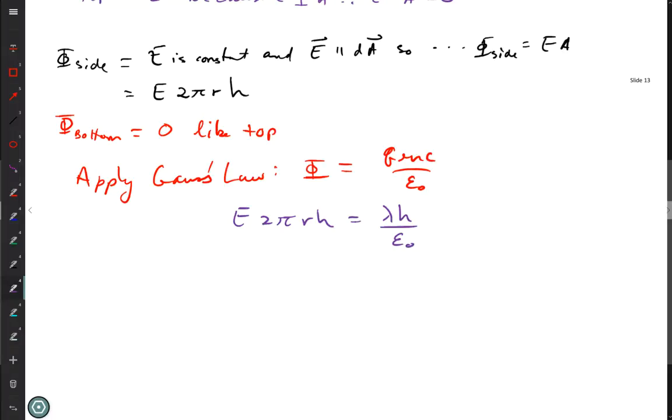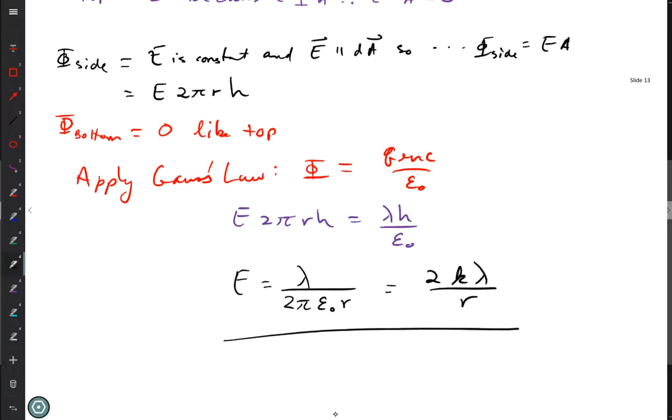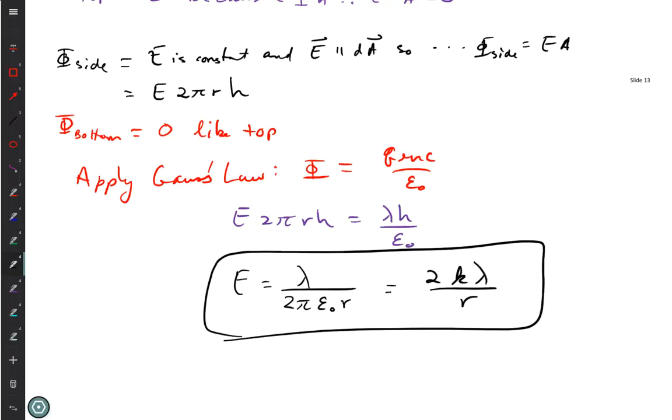And so just dividing by 2 pi R H, you end up with E equals lambda over 2 pi epsilon 0 R, where, once again, I just used the definition that K is 1 over 4 pi epsilon 0. So 1 over 2 pi epsilon 0 is 2K.